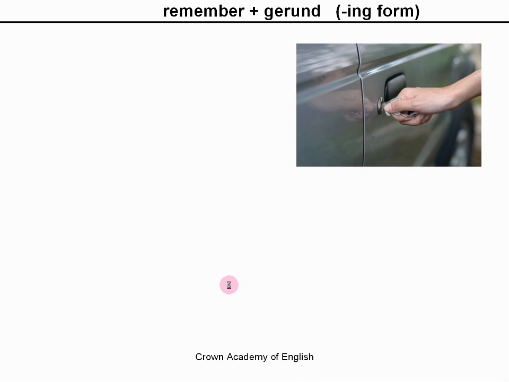Now, let's look at remember followed by a gerund, which is the ing form. So this is going to be a very different meaning. So here is the sentence. Mark remembers locking the car. So this is the gerund, and it is the verb with ing at the end. Locking. So what does this mean?